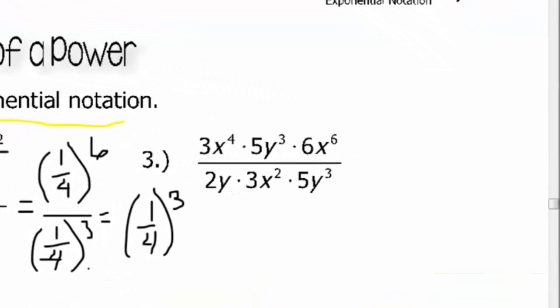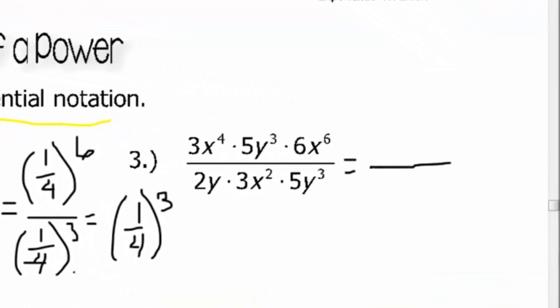All right, so now number 3 is a little bit more complicated. Let's see how you do with number 3. Remember, we have to deal with our coefficients first. So in this example, our coefficients are 3, 5, and 6. I'm going to multiply 3 by 5 by 6, but I can multiply them in any order I want. So I'm actually going to multiply the 5 by the 6 first because it's easier for me. So 5 times 6 is 30. Multiply that by another 3, you end up getting 90. So my numerator has 90 as my coefficient.